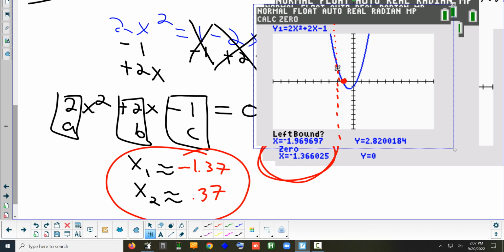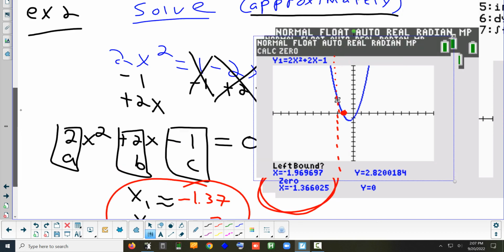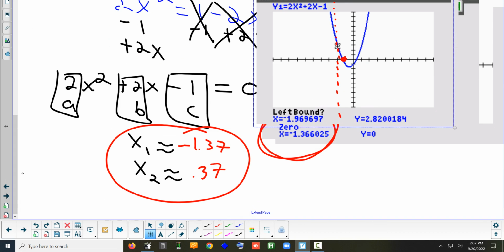So that would be something like on a test. You have to know how to calculate a zero. If you say, oh, I don't remember what button to press, well, that's part of what I'm seeing, if you remember if I taught you that. Okay. Any questions on that? All right.